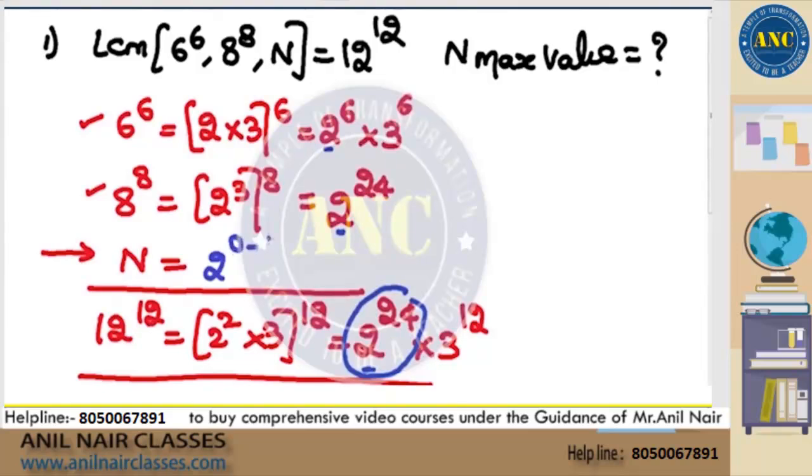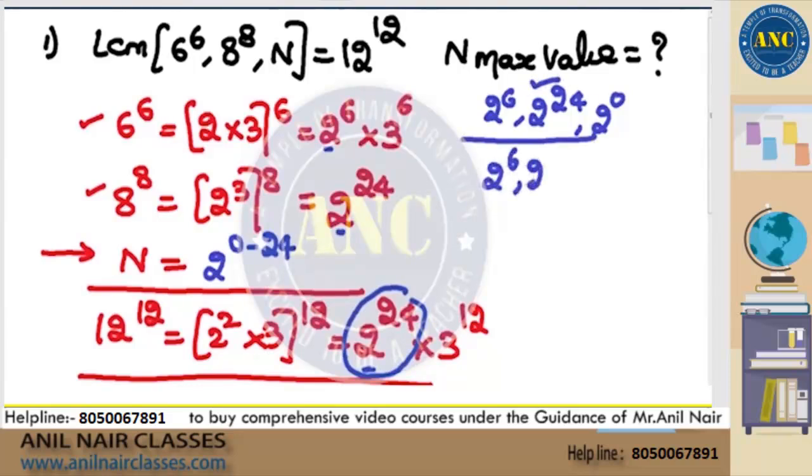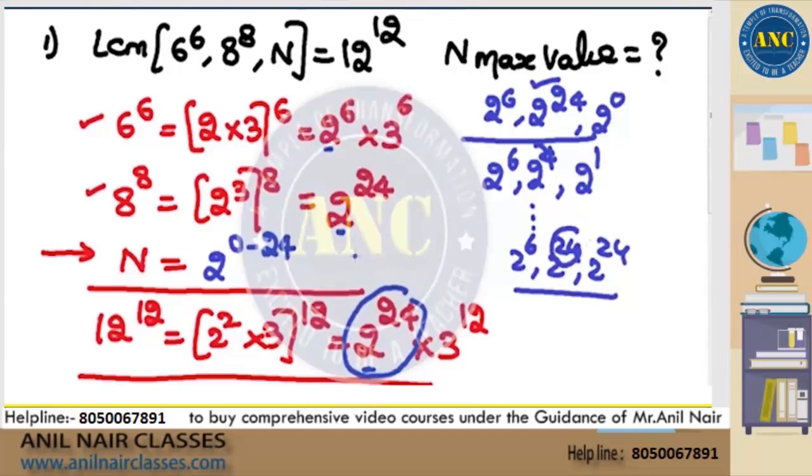So n will take any value from 0 to 24. Because if you observe 2 power 6, 2 power 24, 2 power 0, maximum is 2 power 24. 2 power 6, 2 power 24, 2 power 1, maximum is 2 power 24. 2 power 6, 2 power 24, 2 power 24, still the maximum is 24, because it is present in the second number. Third number can take any value from 0 to 24.